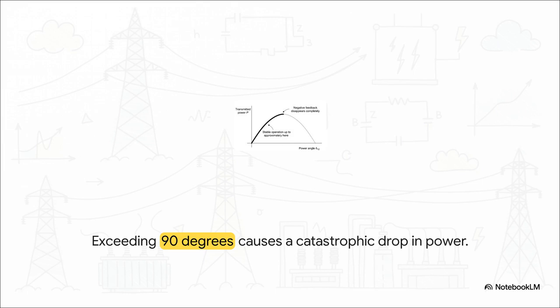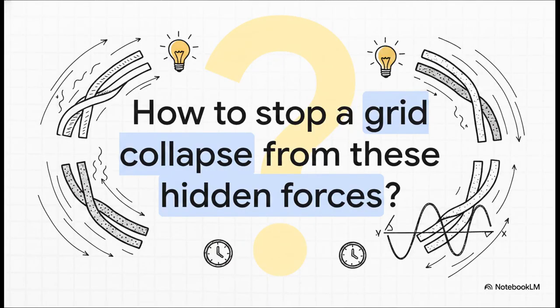But honestly, engineers will never dare push the grid to exactly 90. If that angle drifts even slightly past that peak, the grid instantly enters a highly unstable zone. In that zone, increasing the angle actually decreases the power, which leads to a cascading loss of synchronization and, ultimately, a total catastrophic failure.